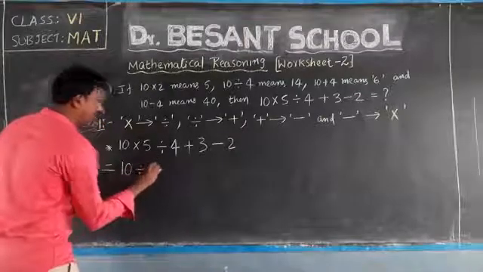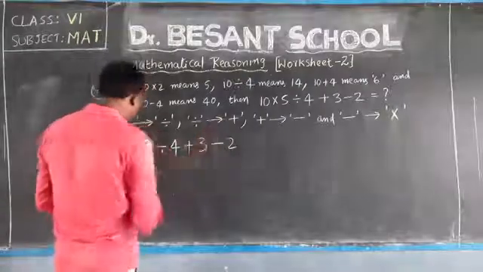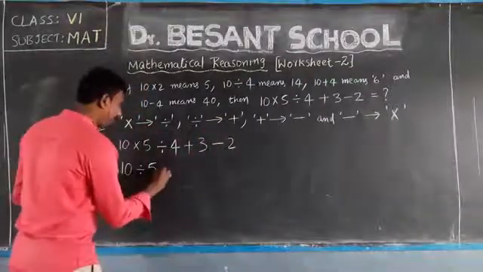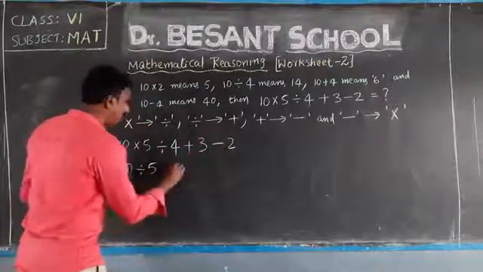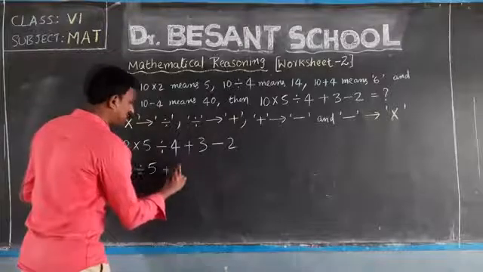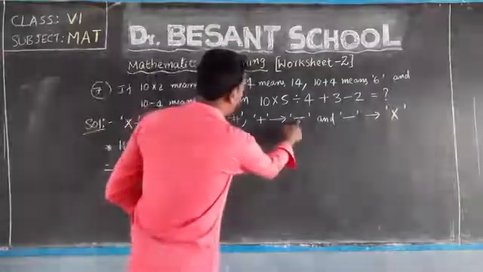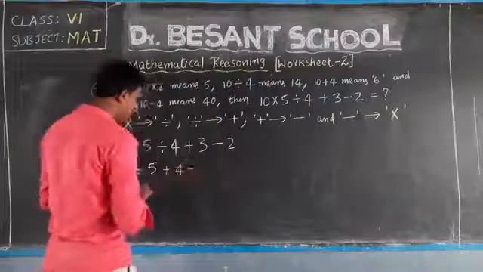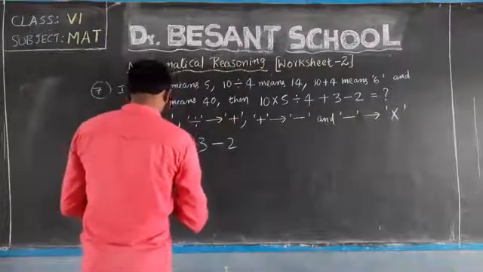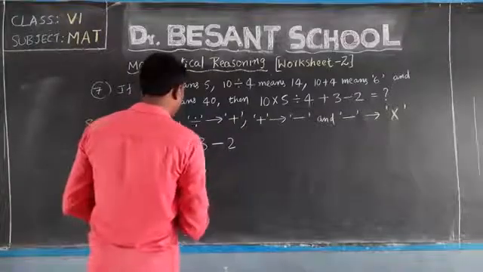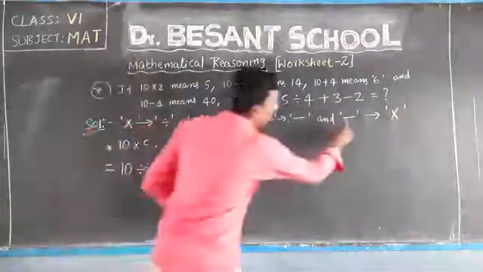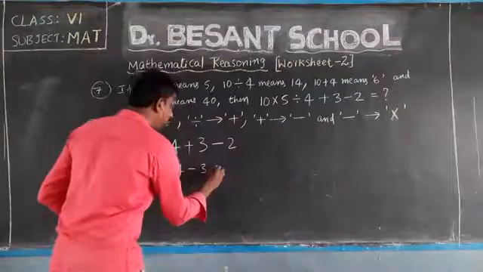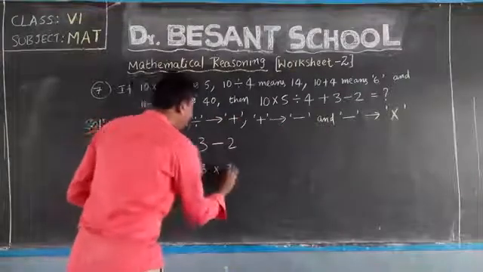You can write 5 as it is. Divided by means what you have to do? Plus. So write it plus. 4 you can write as it is. Plus is there, plus means what you have to do? You have to make it as minus. Yes. Now 3. Again, what is there? Minus. If minus is there, you have to treat it as into. So write it into 2.